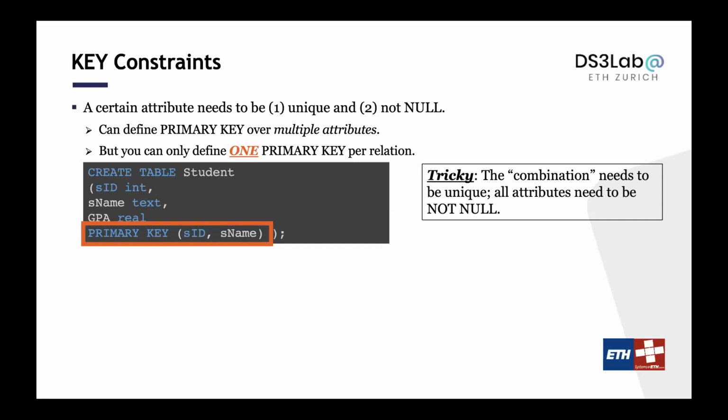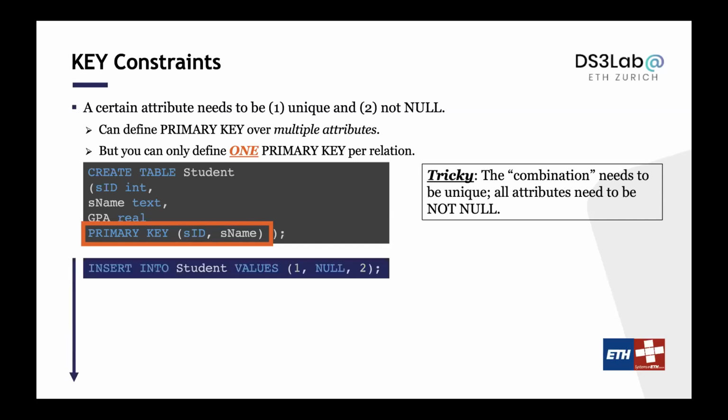So the only tricky part is the database is going to check whether the combination of this pair is unique. And when we say it's not null, we mean that all the attributes in the primary key, in this case, both student ID and student name, cannot be null. Okay, so let's look at some example. So actually, I define primary key.